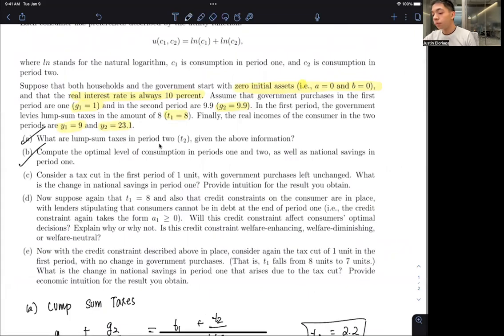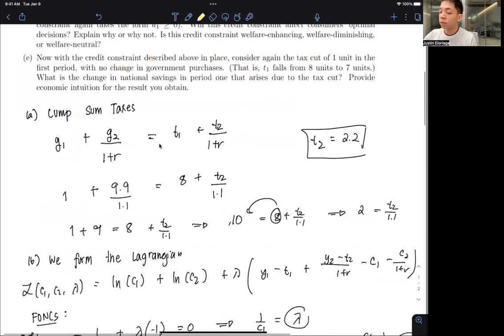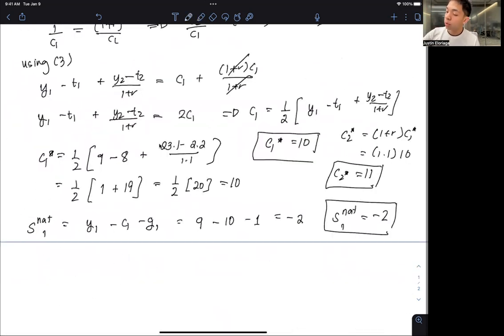Okay, so letter C. Consider a tax cut in the first period of 1 unit. So say there was a tax cut in the first period of 1 unit with government purchases left unchanged. So there's no change in the G's. What is the change in the national savings in period 1? And it asks us to provide an interpretation of the result. Well, that's where we bring up this concept of Ricardian equivalence.